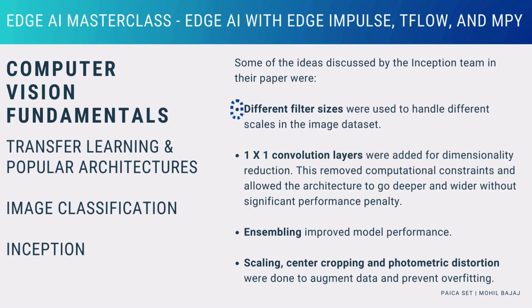Let's now look at a few ideas proposed by the team in their research paper. One of the core ideas proposed by the team was of using different filter sizes. They confirmed that different filter sizes were indeed better at handling different scales in the image dataset as compared to a single filter size. Another important idea was the use of 1 by 1 convolution layers for dimensionality reduction. This removed computational constraints and allowed the architecture to go deeper and wider without significant performance penalty. These two were the core ideas that helped the Inception architecture to optimally manage model size and efficiency.